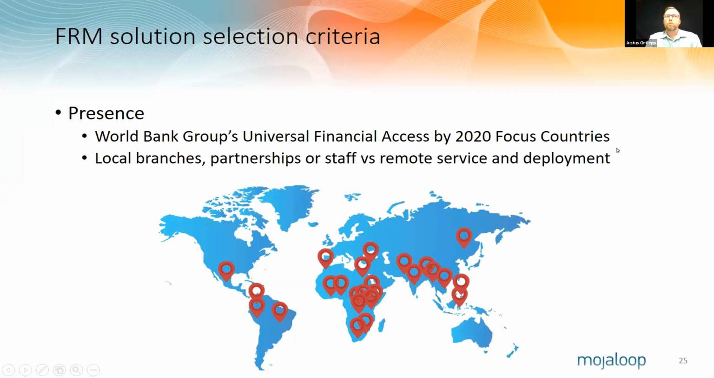One of the things that we thought would be key in determining the capabilities of a vendor would be their global presence, and in particular how close or how accessible the top countries are where we are looking at growing financial inclusion. In particular, we looked at the World Bank Group's Universal Financial Access by 2020 focus countries, of which there are 25. Those are the areas around which we would want to focus the vendors and their presence, and how easy it is for them to access the services in those regions.